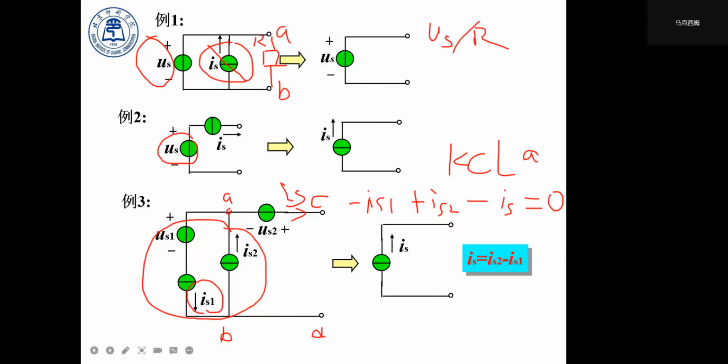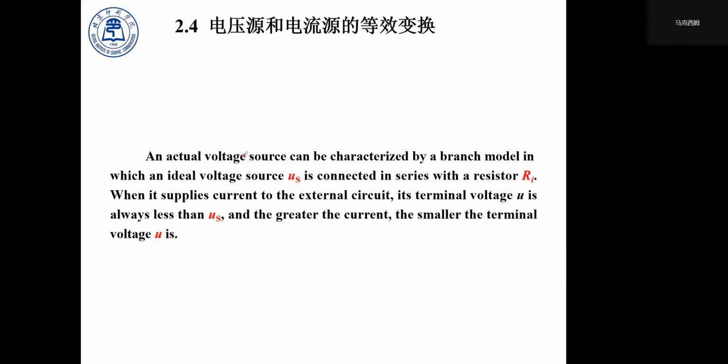So from these three examples, we learned about how to reduce the extra or redundant independent sources in the circuit. And next, we're going to talk about the voltage source and the current source, or vice versa.